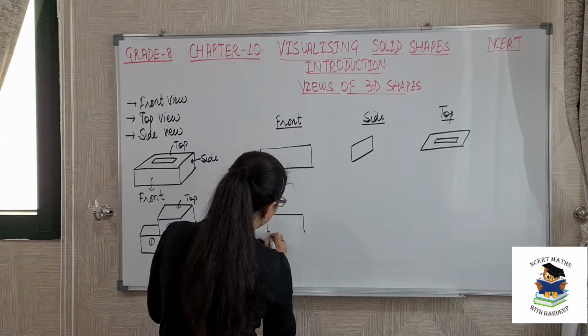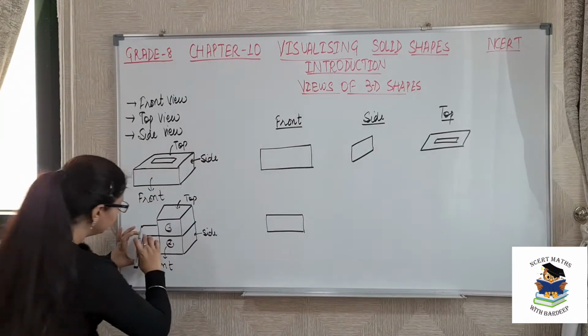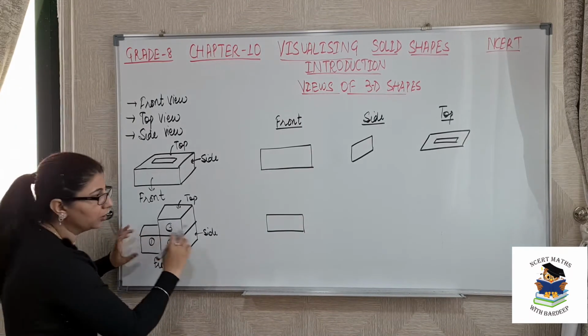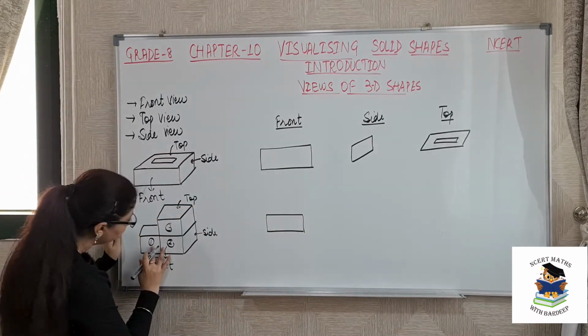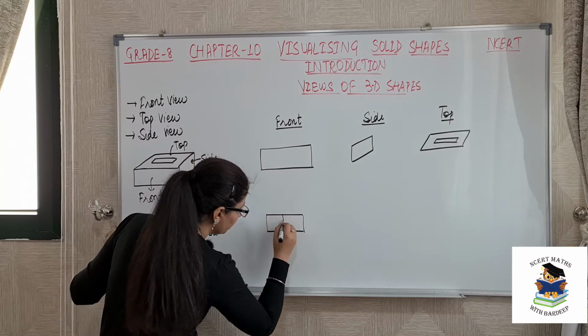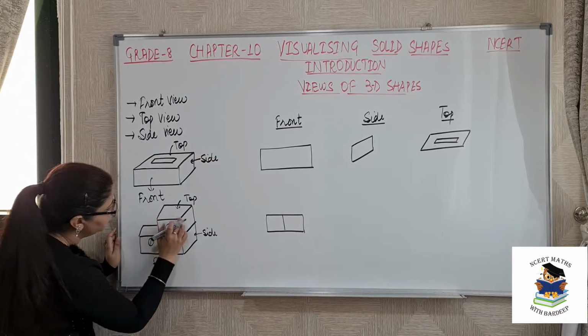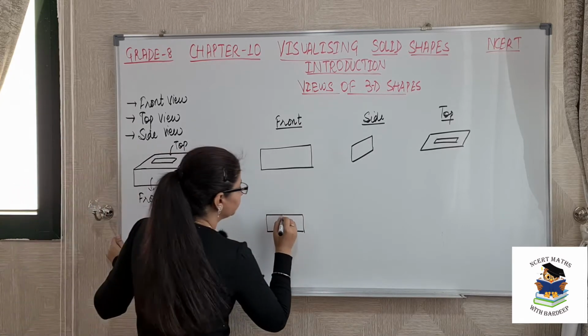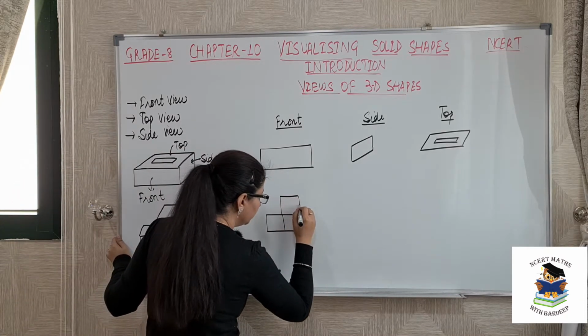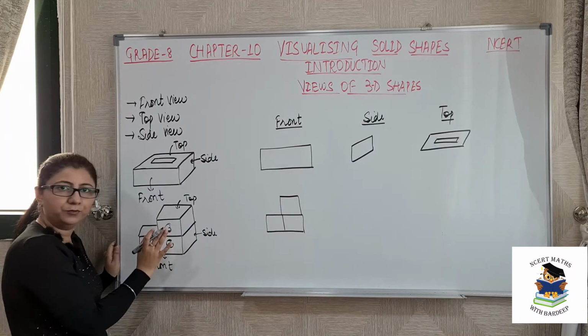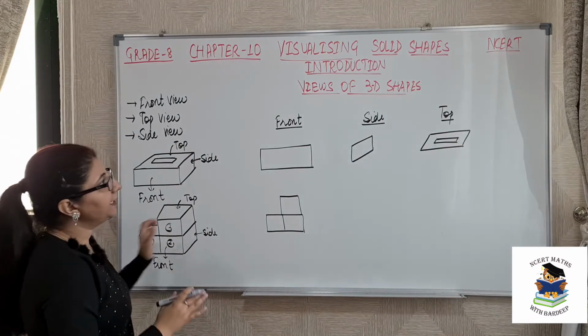So front view, let's understand. This is the first block, and this is visible, but it has two different blocks, so it will be something like this. And above that we have one more block. So this will be the front view. Second is side view.